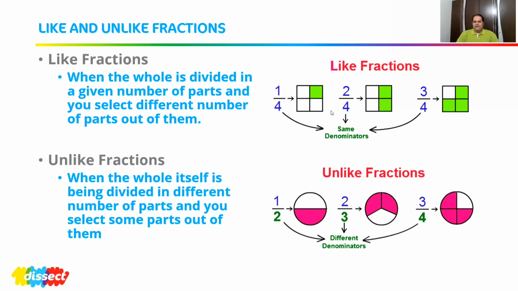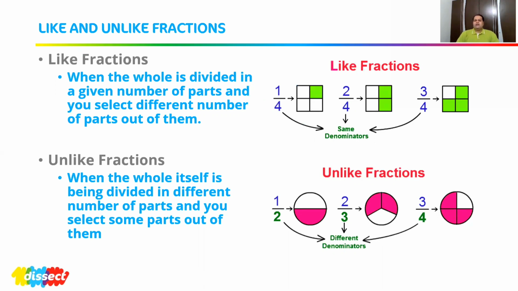So if you have a one whole and you divide it into 4 parts and select only one out of it, that is 1 by 4. Same way here, the whole has been divided into 4 parts, but now you have selected 2 parts. And here there are 4 parts again, of which we have selected 3 parts.